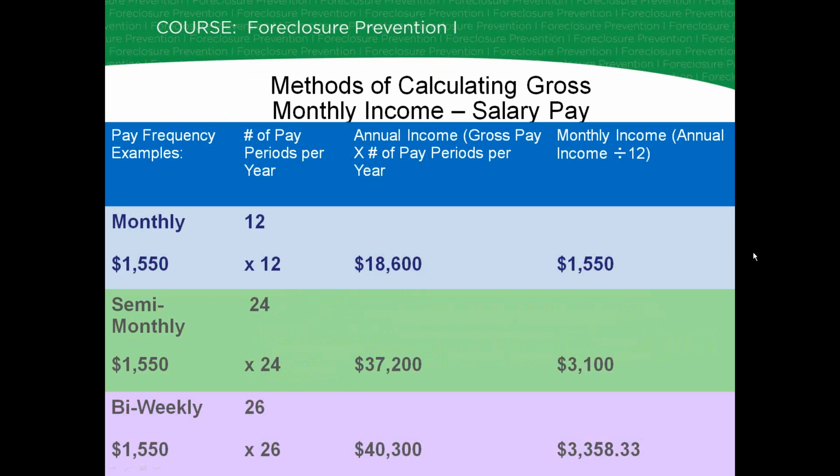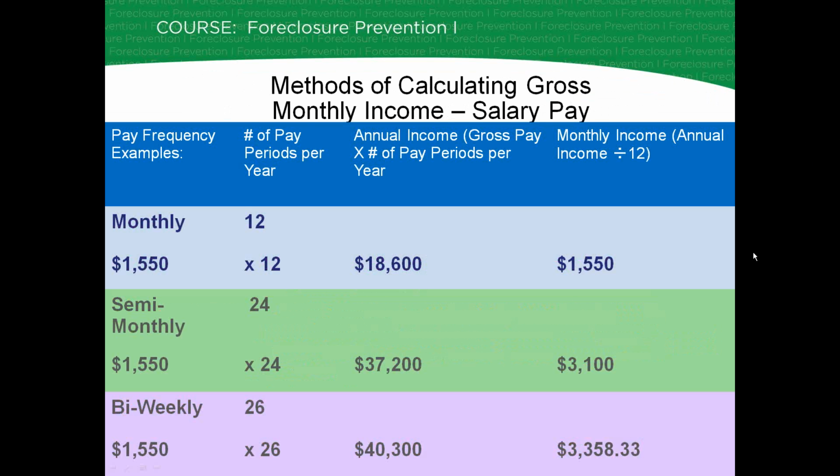Net is what you actually bring home. So for an example, let's say we've got a homeowner who's making $1,550 a month, and they get paid once a month. Well, you just take that income and multiply it by 12, and that gives you the annual income. So that's pretty straightforward. But let's say they get paid semi-monthly.